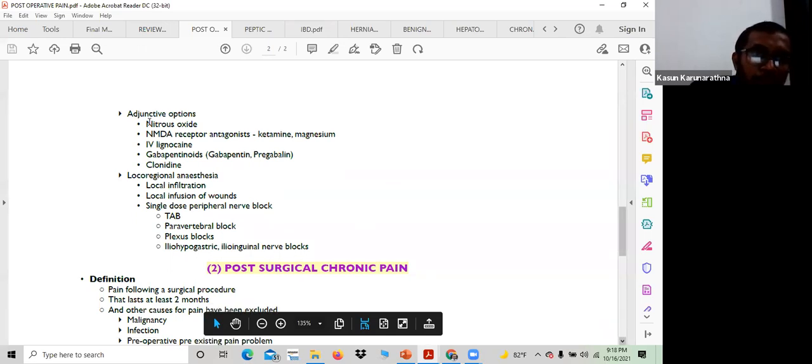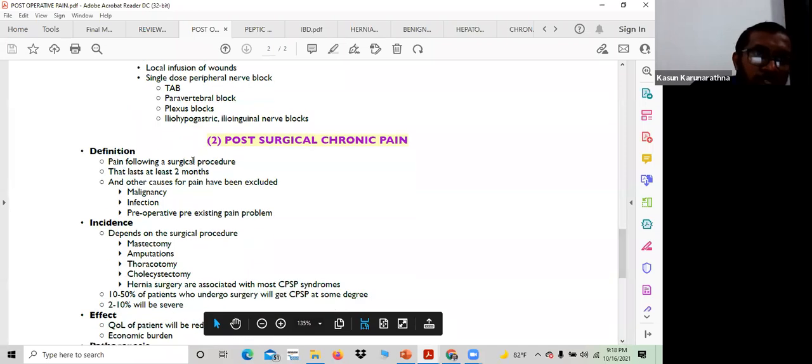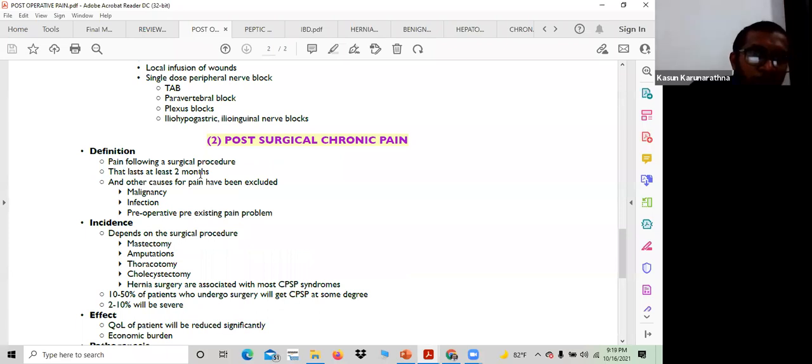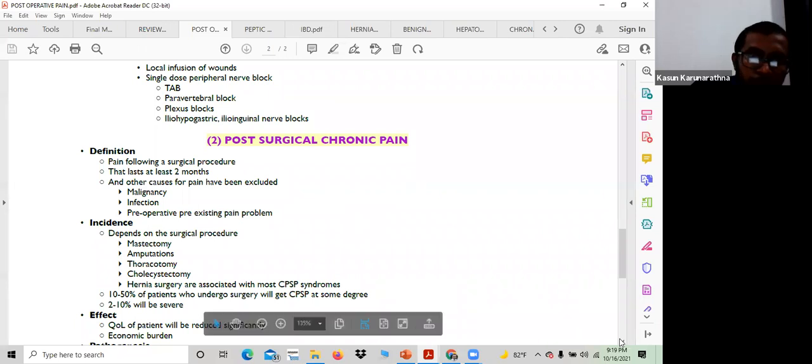Chronic pain is pain following a surgical procedure that lasts at least 2 months, right? And to diagnose post-surgical chronic pain, other causes for the pain should be excluded, like malignancy, infection, or pre-operative pre-existing pain, which arises due to another pathology, right?